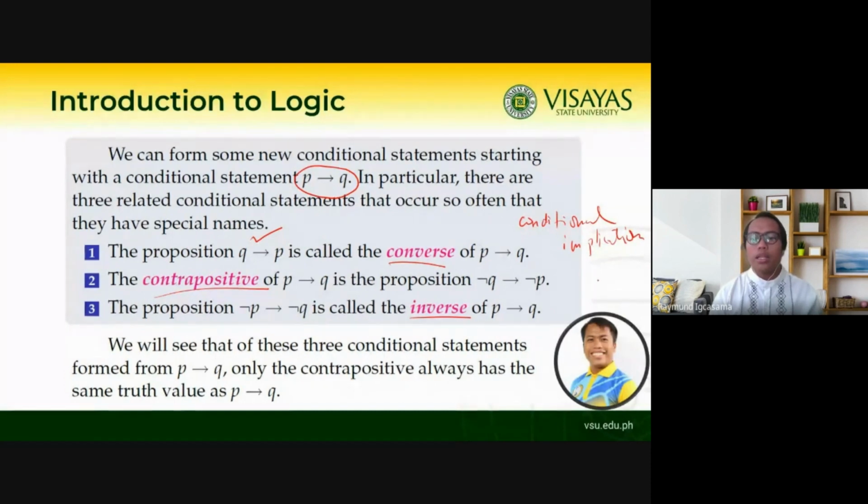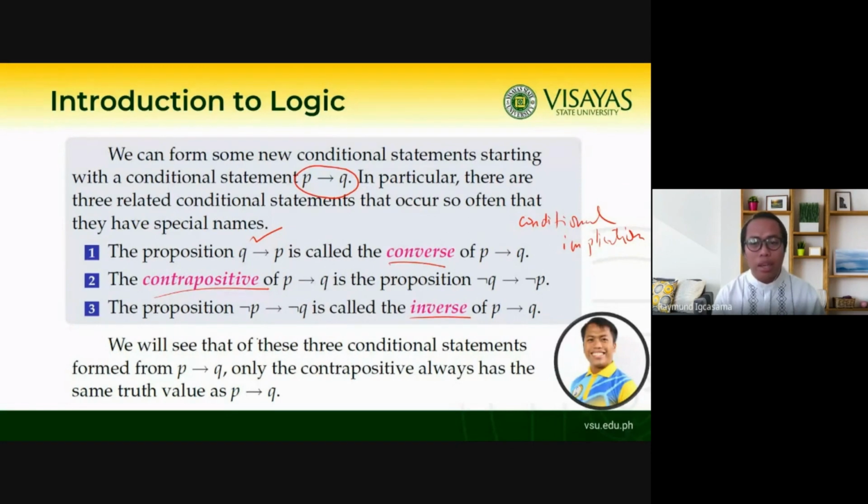Right? It cannot be applied to a disjunction, conjunction, or the others. This converse, contrapositive, and inverse are only applicable to a conditional proposition. Okay? So again, the converse is the reverse of the original given statement.